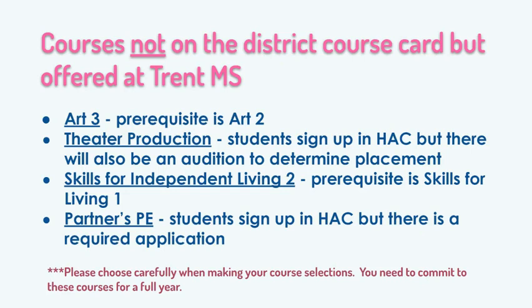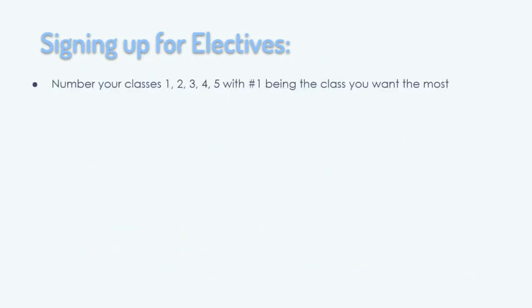Please choose carefully when making your course selections. You need to commit to these courses for a full year. Signing up for electives, a few things to note. You're going to number your classes 1 to 5, with 1 being the class you want the most. So 1, 2, and 3 are the classes that you want to take. 4 and 5 will be your alternates.